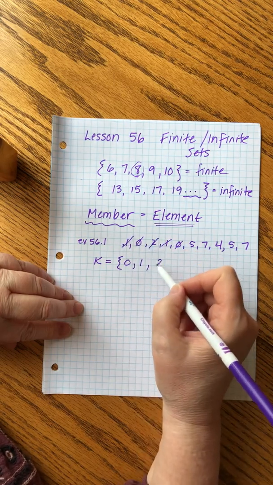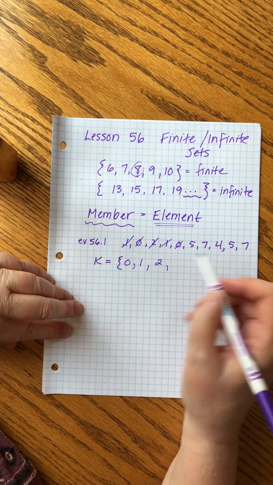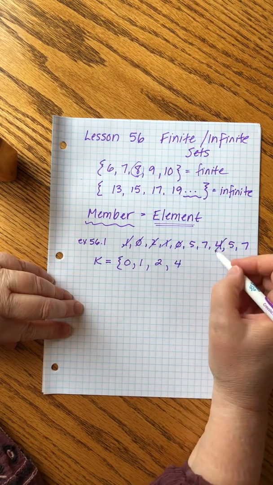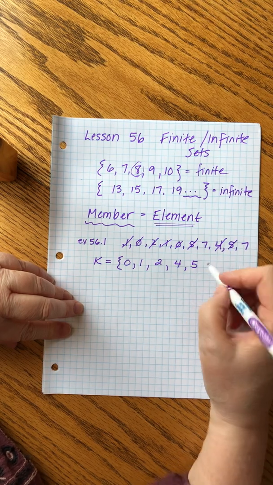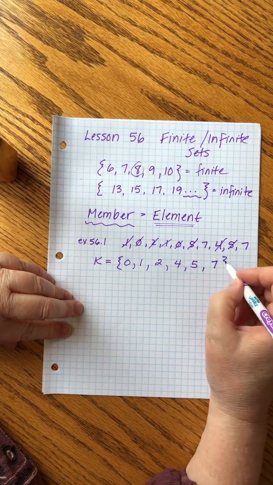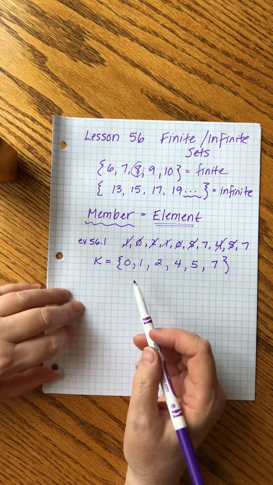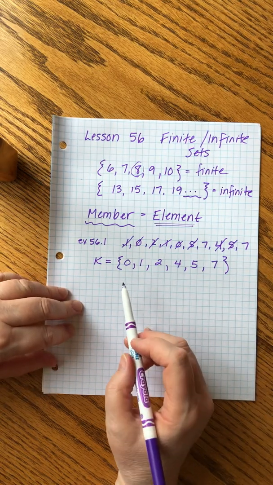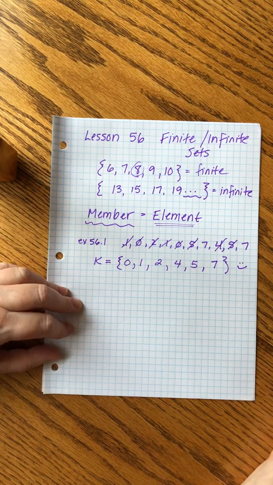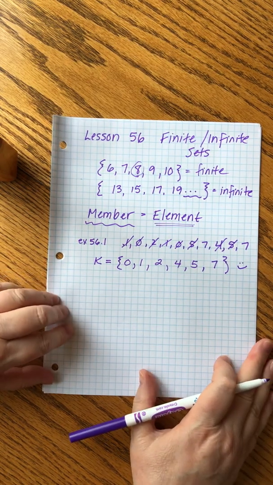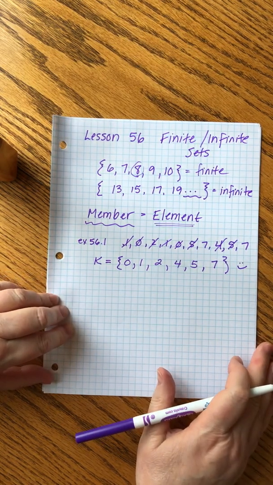There's a 2. Now there isn't a 3. It skips up to 4. And then we have a 5. No need to write it twice. No 6. And then we have a 7. And that is the end of set K. 0, 1, 2, 4, 5, 7. This is the right answer. Okay? This is not rocket science, you guys. You can do this. I know you know you can do it.